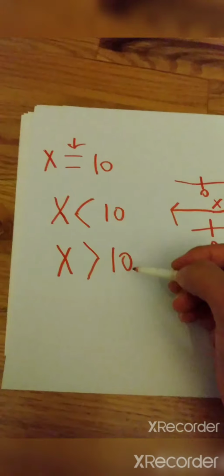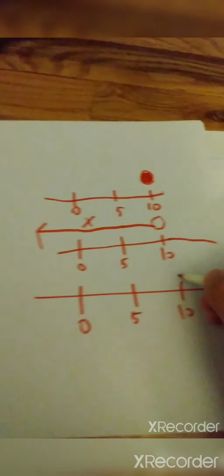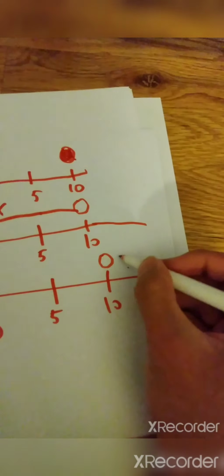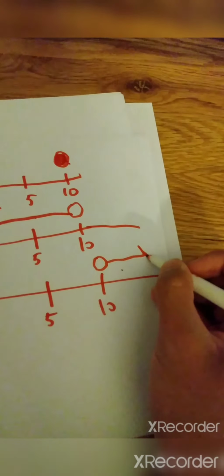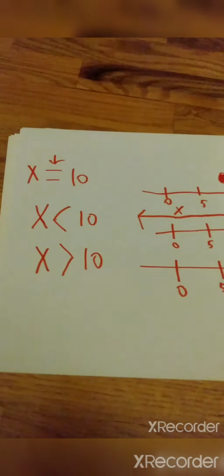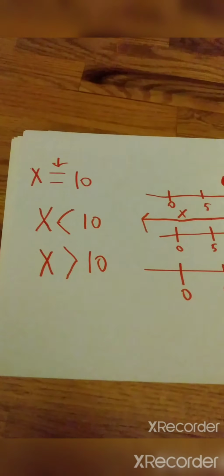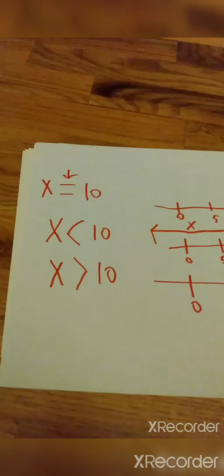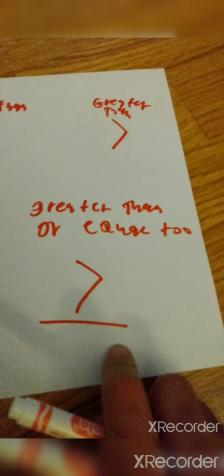Same thing with x is greater than 10, but we're going to have a circle that's not filled in because it's not including 10, and we're going to make it go right. Any number that's greater than 10 will be acceptable. So these are the symbols that we learned in our early years of mathematics, but the next 2 symbols are going to be new, symbols that we haven't really learned yet. The next 2 symbols are the less than or equal to and the greater than or equal to.